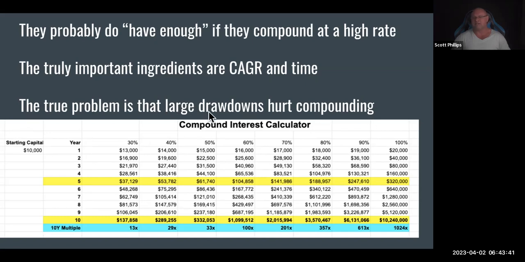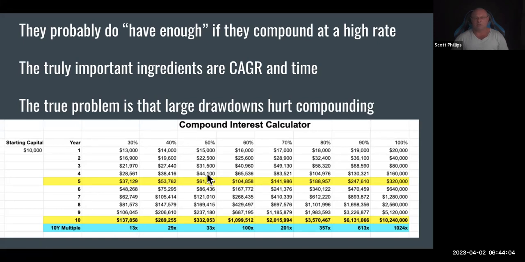The real problem is that a large drawdown hurts compounding a lot. You get a 50% drawdown, you need 200% to make it back. You get an 80% drawdown, you need 400% to make it back. So this is our compound interest calculator. At 30% compounding, starting with $10,000, after 5 years, you've got 37K. After 10 years, you've got a 13x return, you've got 137K.